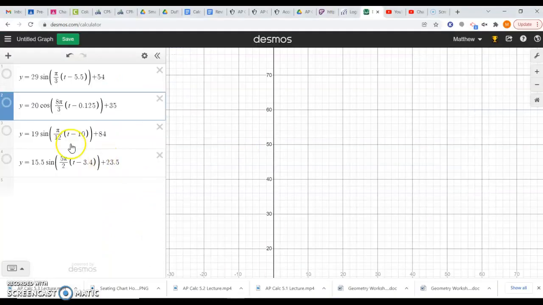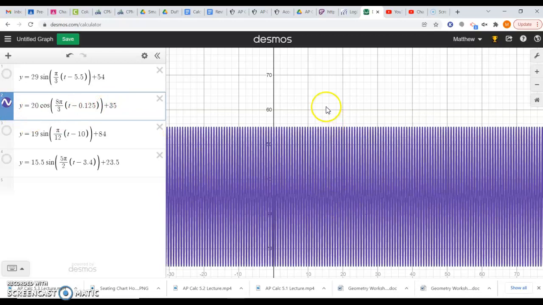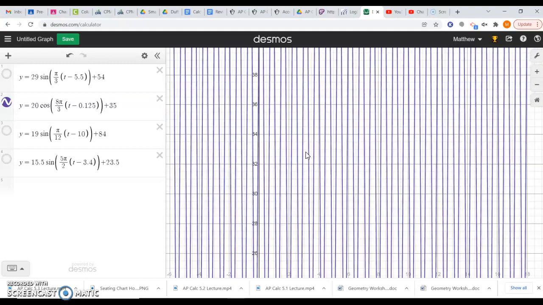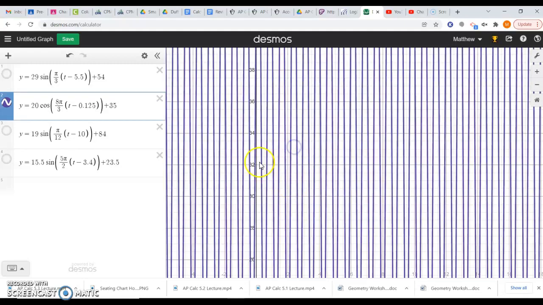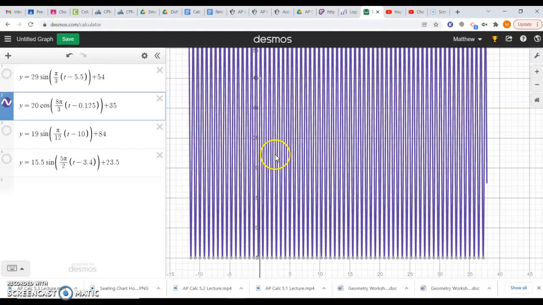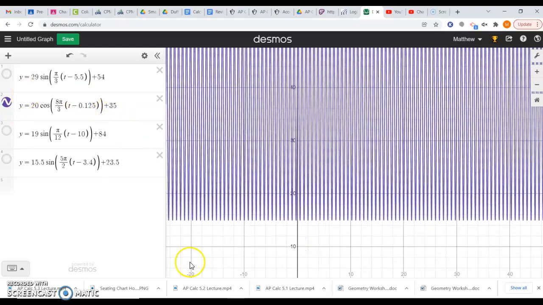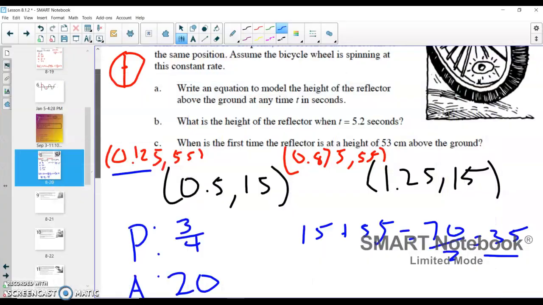And let's go to the Desmos now. So we see 20 cosine of, like I said, 8 pi over 3, t minus 0.125 plus the vertical shift of 35. We graph it, looks terrible. See if we can zoom in a little bit by the y-axis, which is kind of the important piece. No matter what, it's not very good. Kind of just hard to see here, but that's okay, because to answer the first question, we need to figure out what was the height of the reflector at 5.2 seconds.